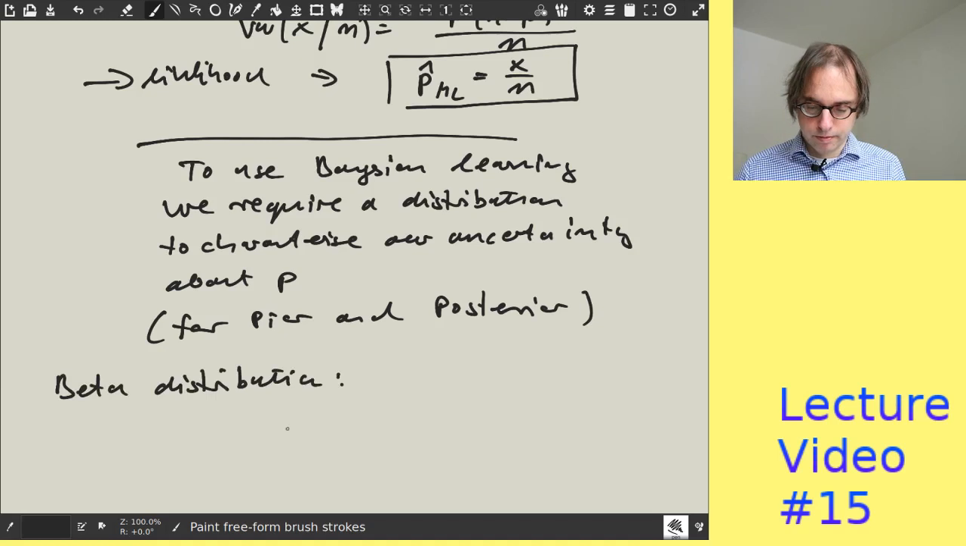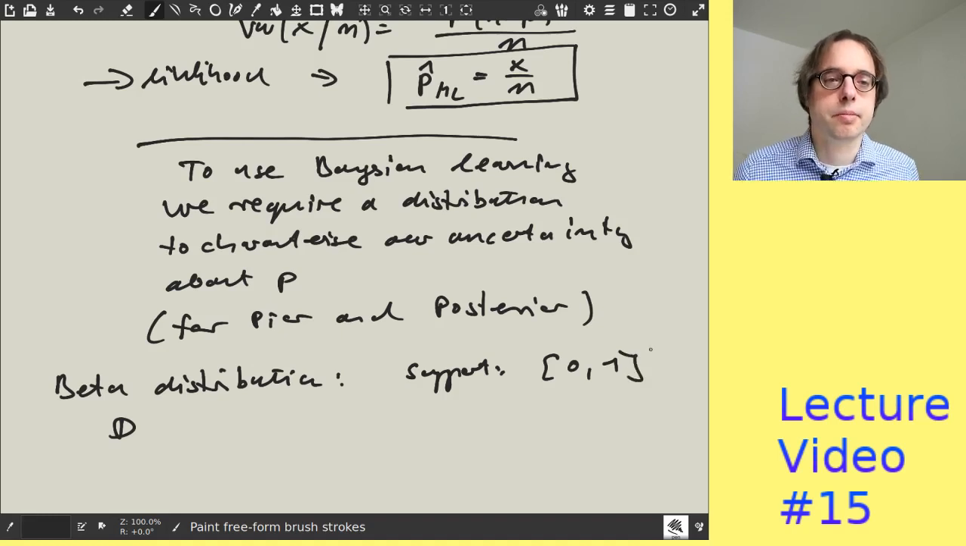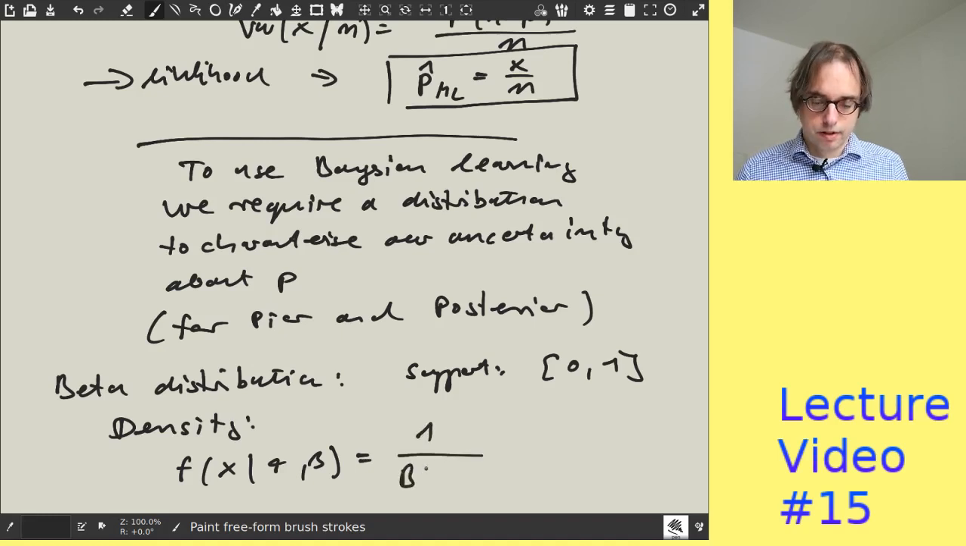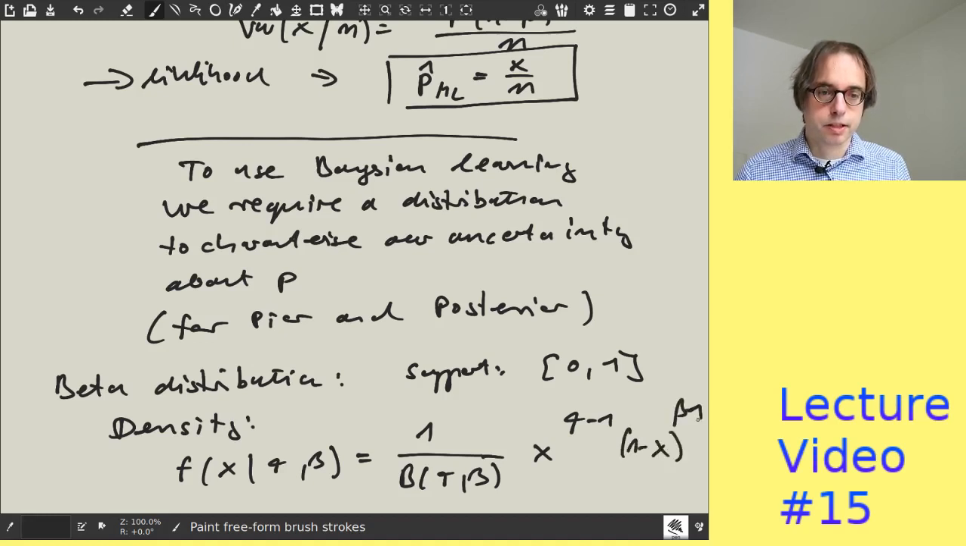The beta distribution has support from 0 to 1, and our parameter p is of course from 0 to 1, so we need a random variable that has this support. It is a continuous random variable, and the density f(x) has two parameters, alpha and beta, and looks like this: 1 over B, where B is the beta function, and then x to the power of alpha minus 1 and (1 minus x) to the power of beta minus 1. That's just the density.